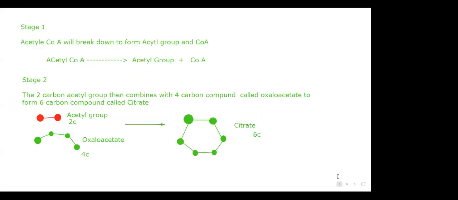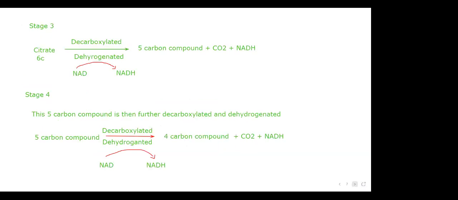So we go from the top. Stage 1. What happened? From the link reaction, remove the coenzyme A part to form the acetyl group. In stage 2, the acetyl group was joined with oxaloacetate, which is a 4-carbon group. They form citrate, which is 6 carbon. That is stage 2. Then stage 3, citrate, 6 carbon, will be decarboxylated, dehydrogenated. Decarboxylated produces NADH.